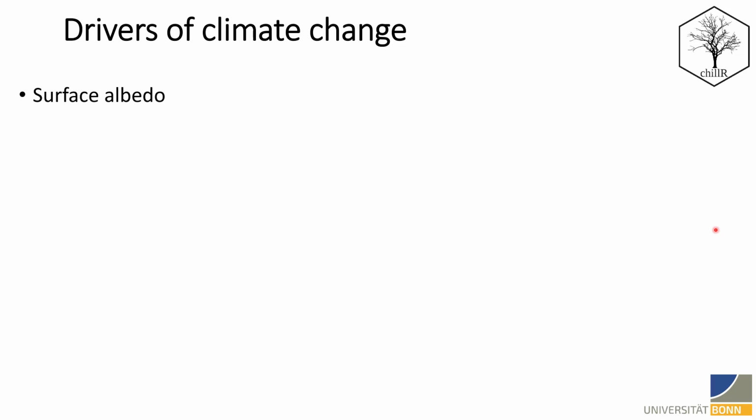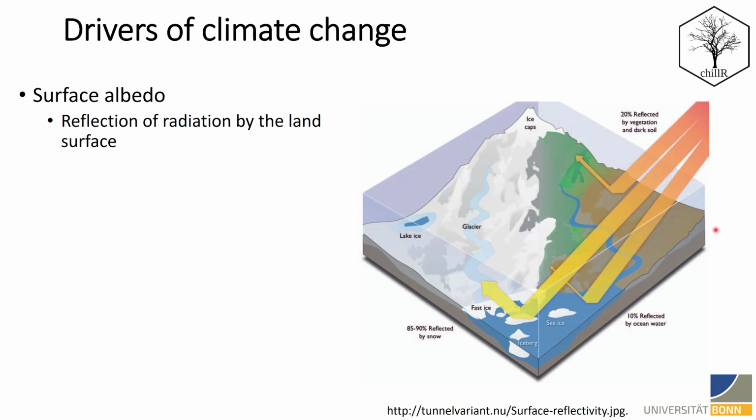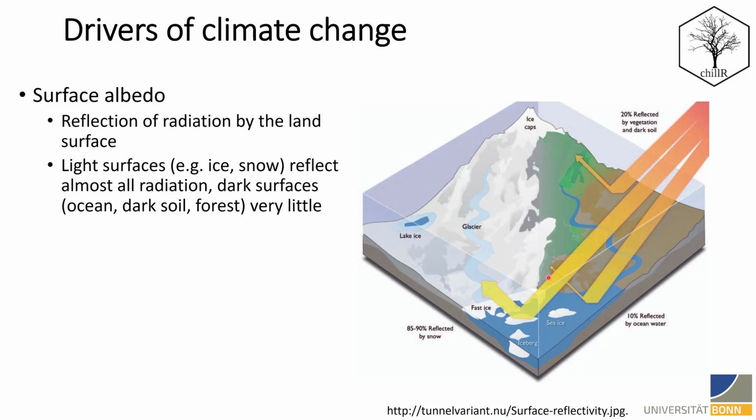The next driver of climate change that I want to mention is surface albedo, which is reflection of radiation by the land surface. This is illustrated here as the solar radiation hits the surface of the Earth. Depending on what it hits down there, it will either be reflected, largely if it hits bright surfaces, or it will get absorbed. If it's reflected, it basically leaves again right away and doesn't really cause a lot of effects on the Earth. If it gets absorbed, however, it will warm the surface, it will warm the soil, or whatever it hits.